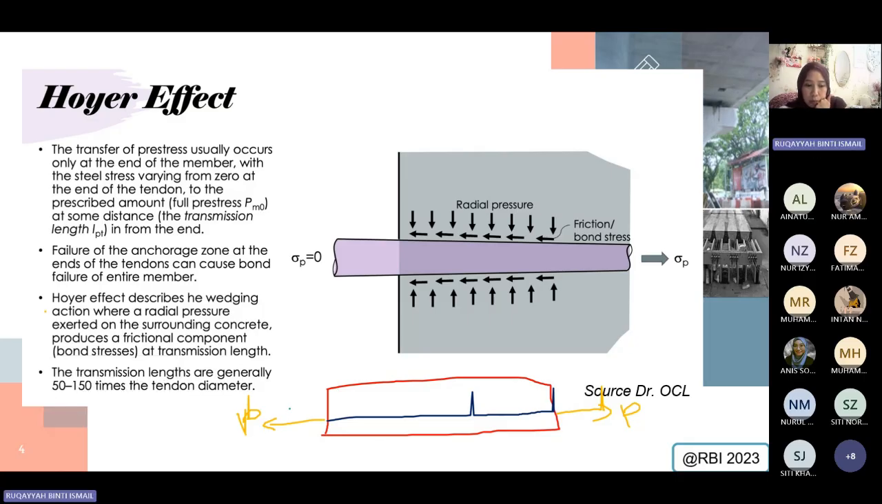So when you apply a big force here, you pull the tendon out. Technically, there will be a concentration of stresses happening somewhere here. Therefore, when there is a concentration of forces here, the tendency of bursting or rupture of the concrete will be critical at this point. So here is where it has to be heavily reinforced. It means you have to provide shear links at that particular position.